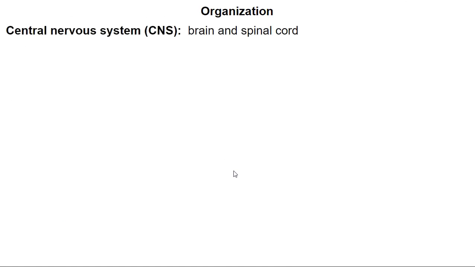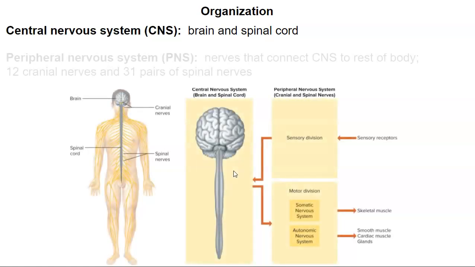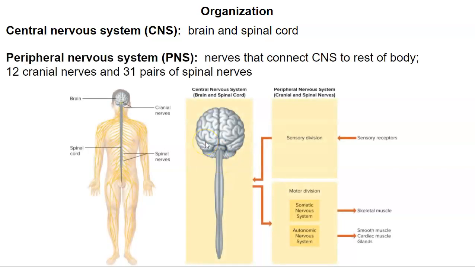Let's look at how the nervous system is organized. It's organized into the central nervous system, which includes the brain and spinal cord, and then also the peripheral nervous system. The peripheral nervous system contains the nerves that connect the central nervous system to the rest of the body. And there's 12 cranial nerves that come off of the brain, and there's 31 pairs of spinal nerves that exit through the foramen that we saw on the vertebral column.